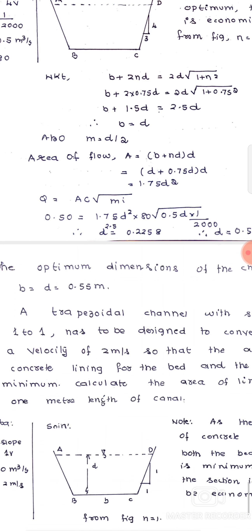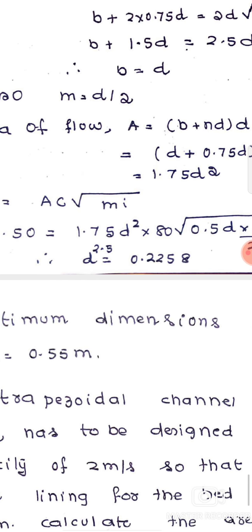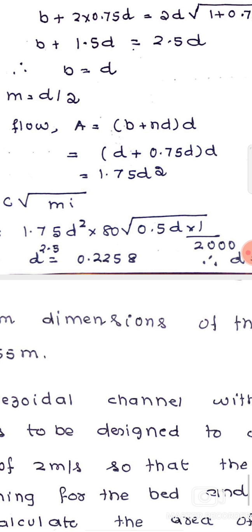Then substitute, directly discharge is given. So Q is equal to AC into square root of mi. Q is 0.50 is equal to 1.75 d square as area. C is given as 80 into square root of m, is 0.5 into d, into 1 by 2000. So we can see in this equation the unknown is only d, and here the power of d is square, and here it is square root of d, that is 1 by 2. So 2 plus 1 by 2 is 2.5.